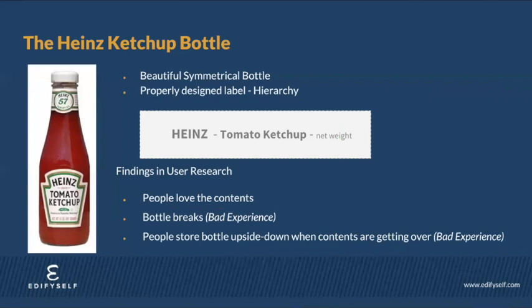The Heinz company carried out user research, and in this research, they found out that their ketchup is something that people really love, but they have a glass bottle and the glass bottle breaks. People store the bottle upside down when the ketchup is about to get over because it sticks to the bottom, and then taking it out is very difficult. So these two examples are of bad experience. So the company thought that they can do things to change and improve these experiences.